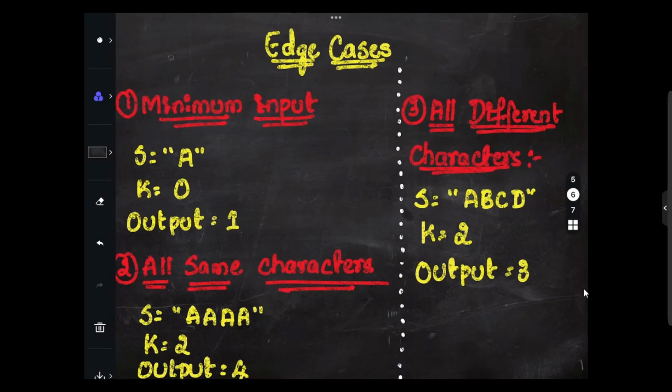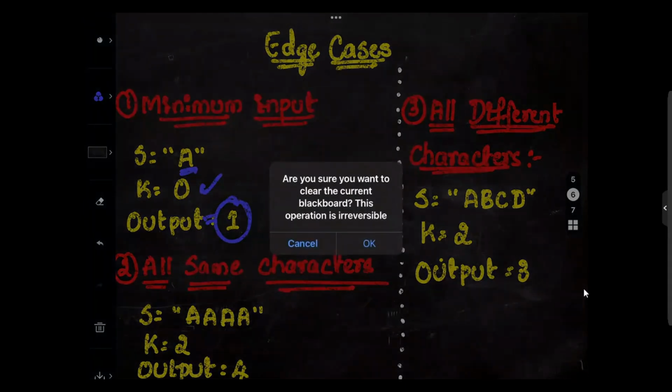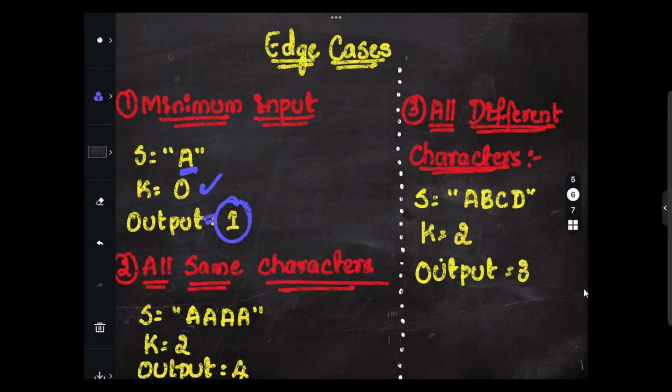So let's come to the first edge case here, minimum input. Yeah, minimum input. Here in this case, we have only one character, right? So here k equals 0 they have given, output is 1 in this case. K equals 0, we shouldn't change anything. So output will quite obviously be 1 here. This is for the edge case minimum input.